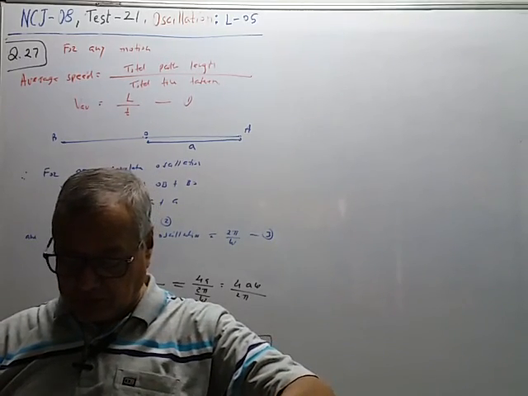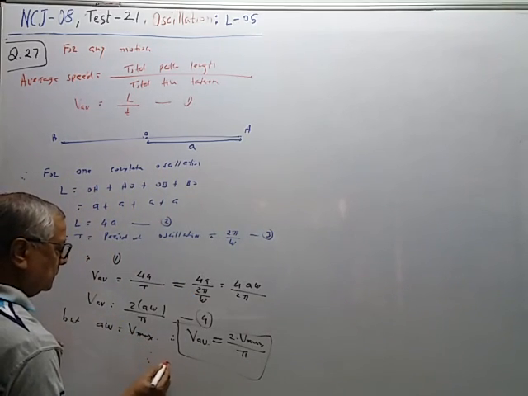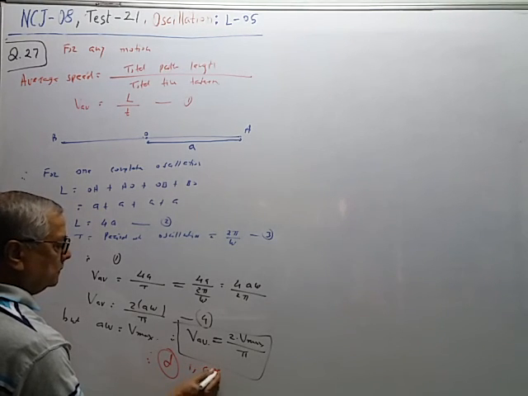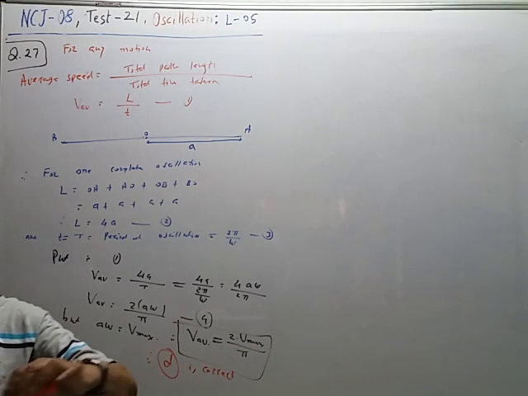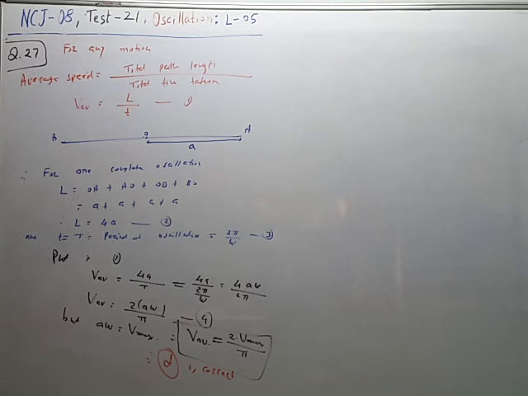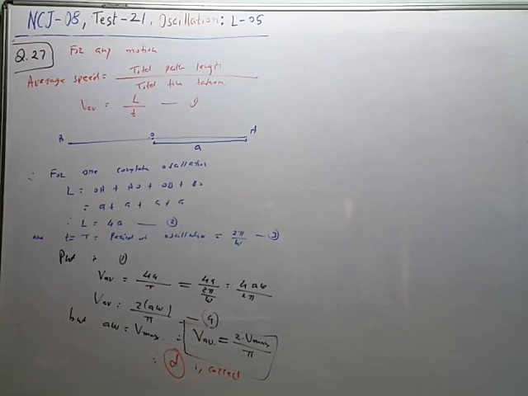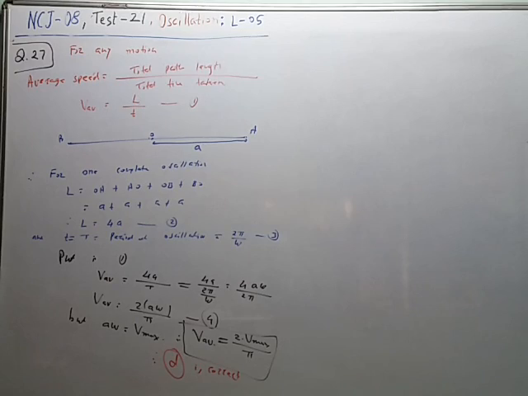So 2 times V max upon pi means the correct choice is D. And therefore D is correct. So this is the method to find the average velocity. The universal result between the average velocity and maximum velocity for SHM is given by this equation, number 5, so D is the correct choice.